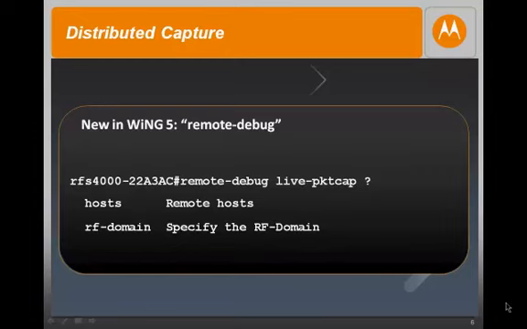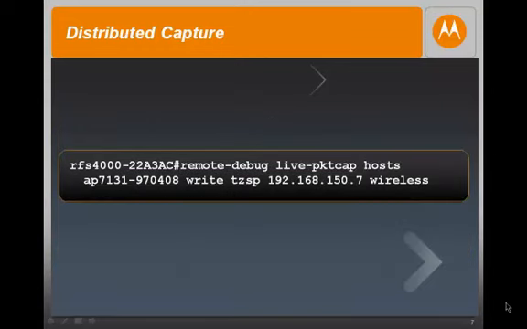Typically, you would run this command at a controller. We can see here that we have two options, host and RF domain. Using host, we can input multiple devices to capture from, separating them with spaces. Using the RF domain option, our parent device will capture from every known device in the RF domain, APs and controllers alike. As we only have a single remote device, our command will be simple. We'll use remote debug live packet cap host AP7131. We'll write to a TZSP host, which is my laptop running Wireshark, and we'll capture on the wireless bridge interface of our remote device.